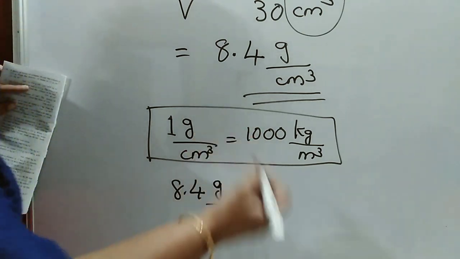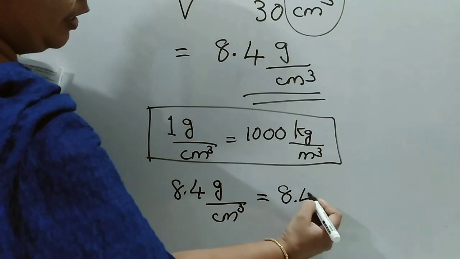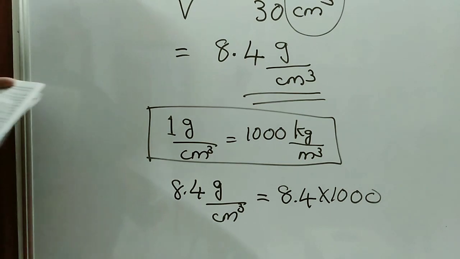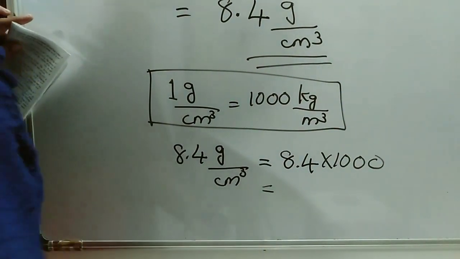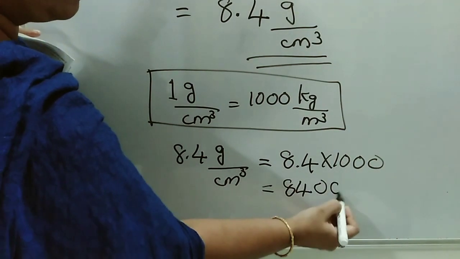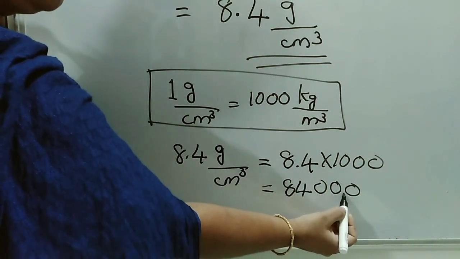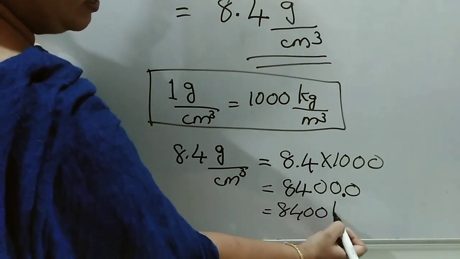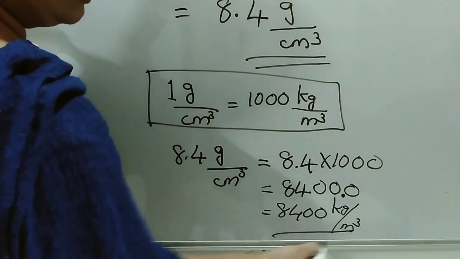How will you convert to kilogram per meter cube? Just multiply by 1000. 8.4 into 1000. Neglecting the decimal, we can just write 84 and 3 zeros. Now what you have to do? Place one decimal from the last. So you will get 8400 kilogram per meter cube is the final answer.